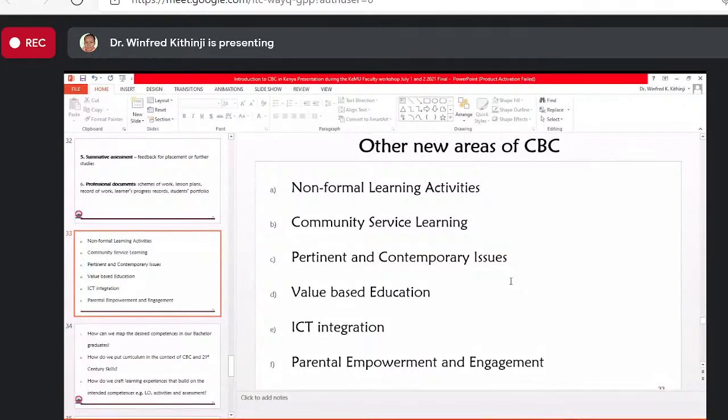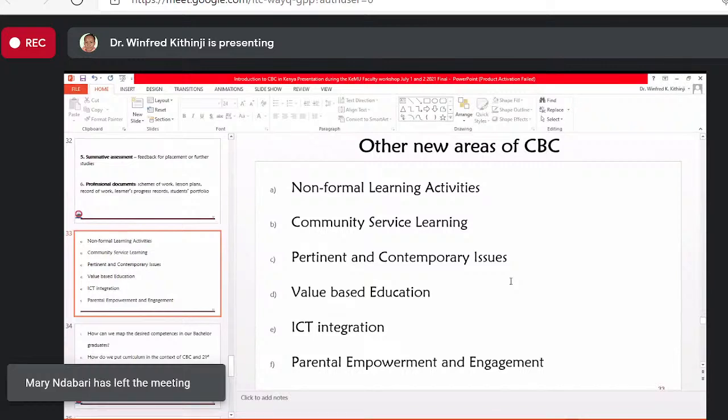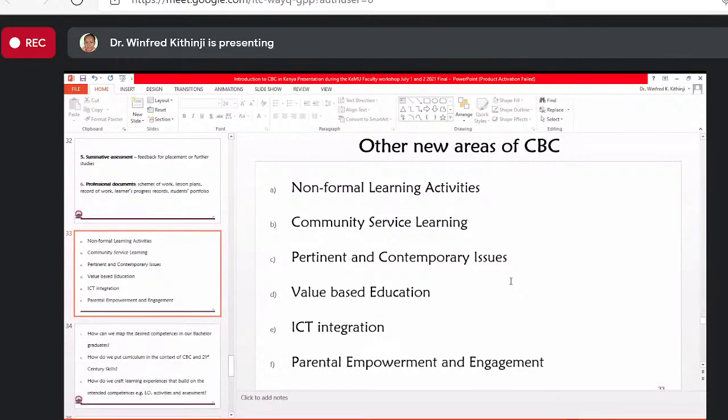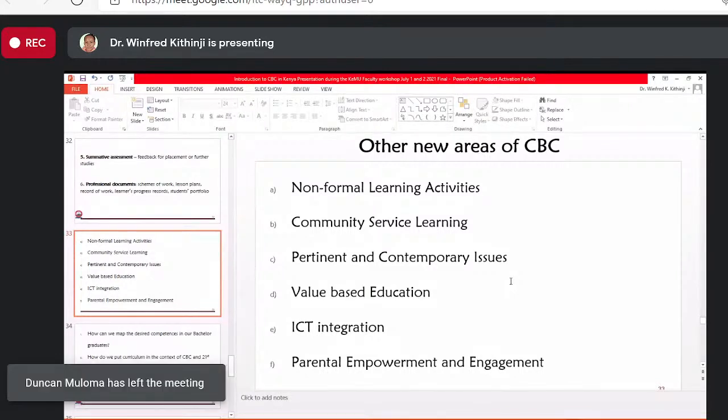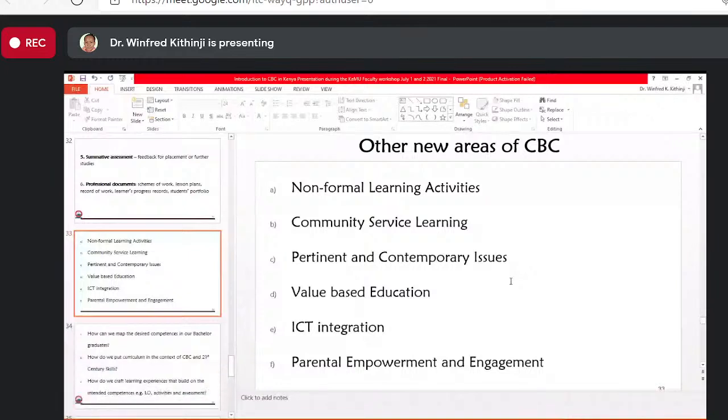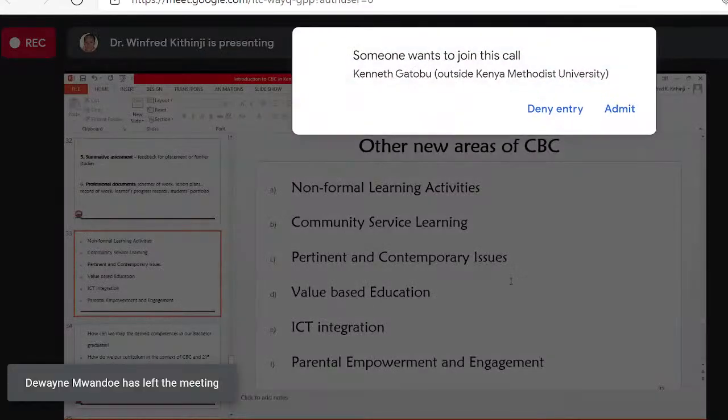Finally, I thought I also need to mention this. I may not explain all of them in the interest of time, but these are the other new areas that are coming in. Non-formal learning activities, the use of play, the use of music, part of the learning process. And then there's community service learning.